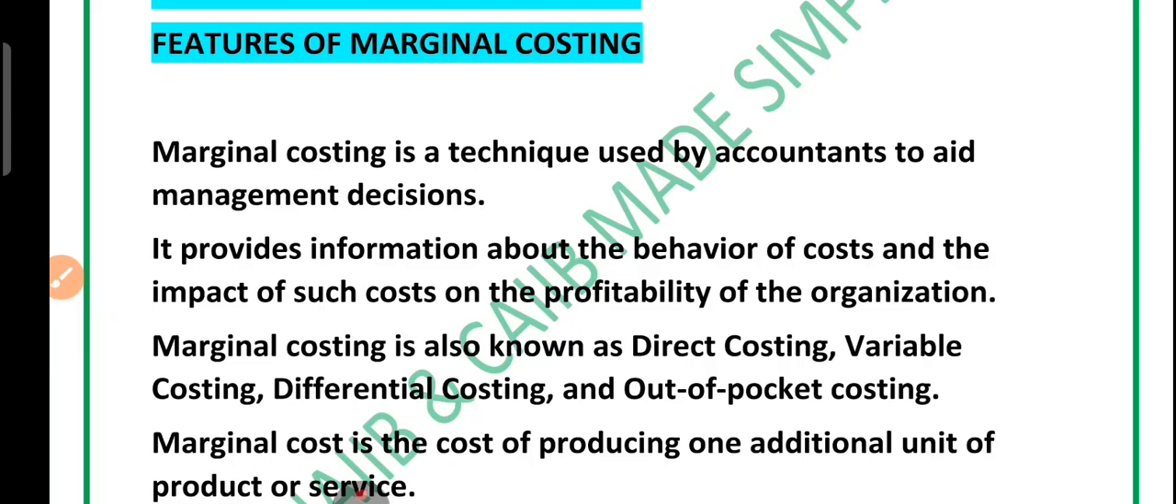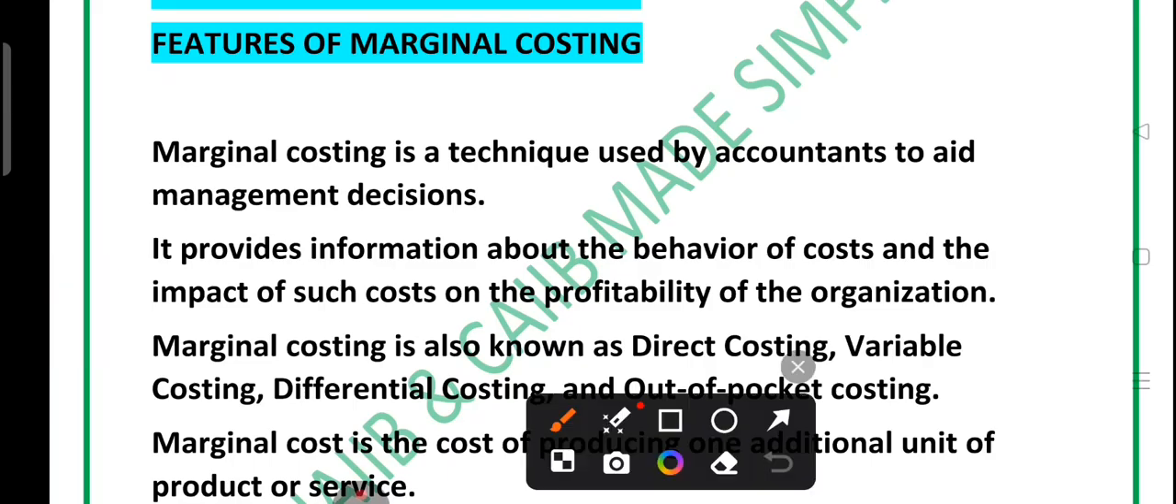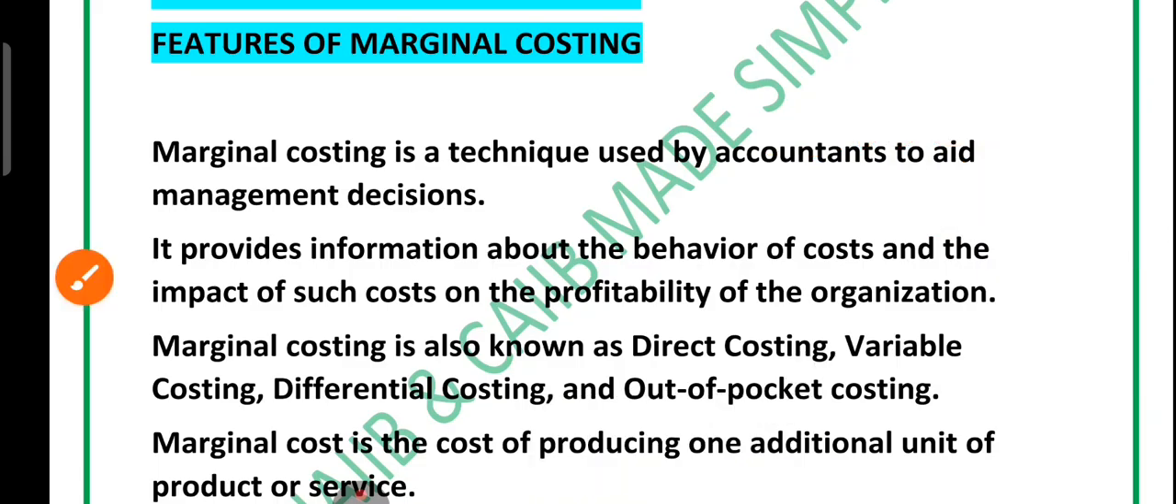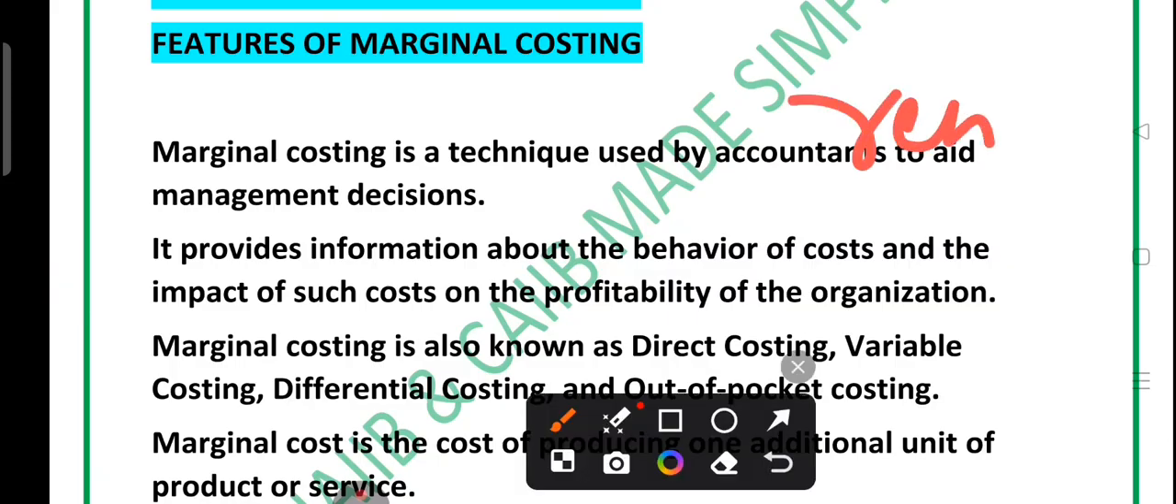Think of a small sweet shop. There are flour, sugar, and labor for each laddu. The amount of flour, sugar, and labor changes with how many laddu you make. These go up and down as you produce more, but the rent of the shop stays the same, right? Does it change? Shop rent remains the same whether you make 10 laddu or 1000 laddu, no matter what.